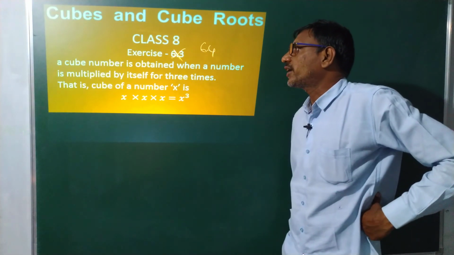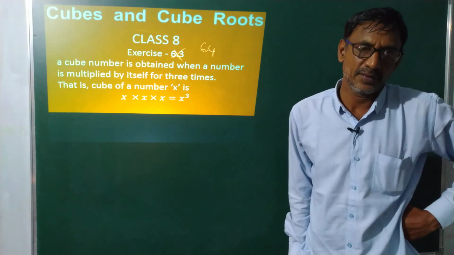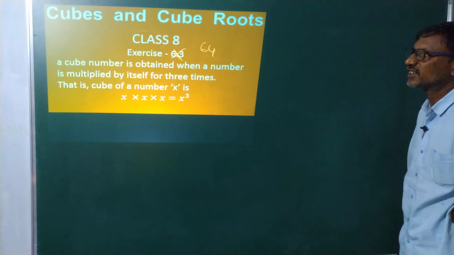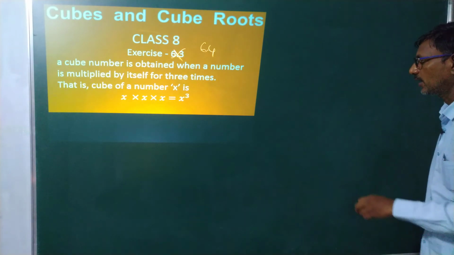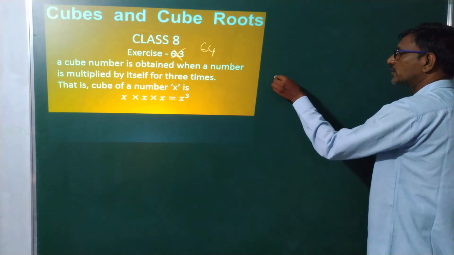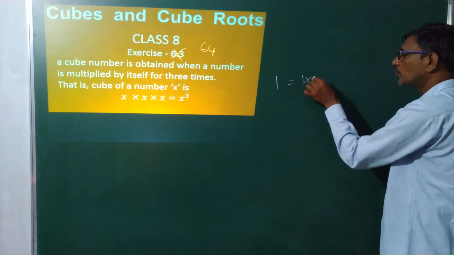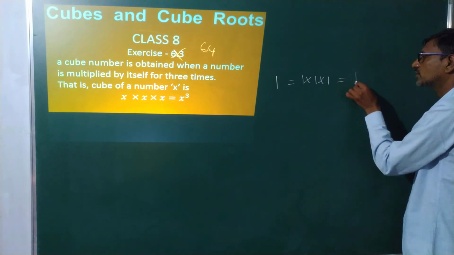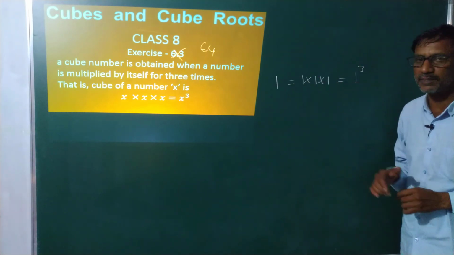Today we'll see what is a cube or cubic. Let us start with a small example to understand what a cube and a cube root are. Suppose I have 1, we can write 1 into 1 into 1. 1 into 1 into 1 gives 1 cube. 1 cube is nothing but 1.